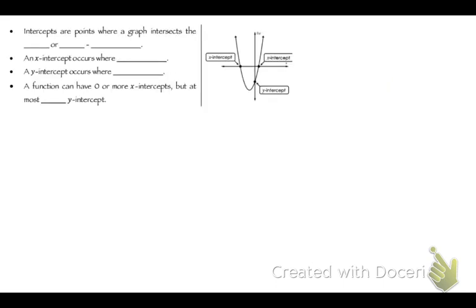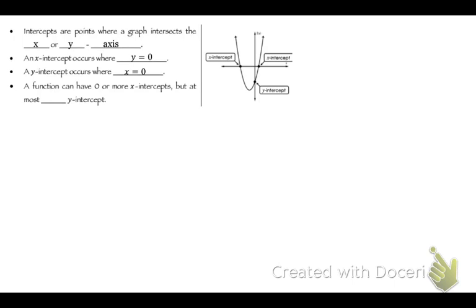Cool? Now, intercepts. Intercepts are where the graph crosses either the x-axis or the y-axis. The x-intercept occurs where y equals 0, and the y-intercept occurs when x equals 0. At most, the function can have 0 or more x-intercepts. You can have infinitely many x-intercepts.